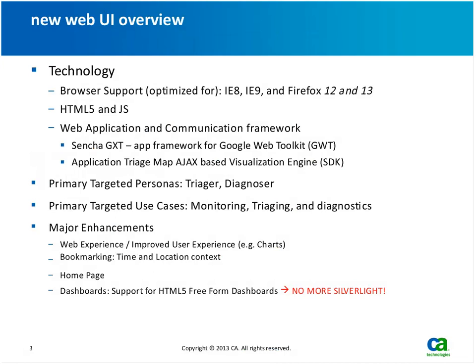Continuing on from a web UI perspective, everything has been redesigned in terms of the web application and communication framework being used to really optimize the ability to analyze and visualize data over both LAN and WAN networks. Because we understand that a lot of our triagers, diagnosers, and monitoring users use our consoles from distributed areas around the world. So the primary targeted personas for our web UI are the triager and diagnosers. We've mobilized about 75% of the content and workflows required to satisfy some of these users. The primary targeted use cases, as I mentioned, are monitoring, triaging, and diagnostics.